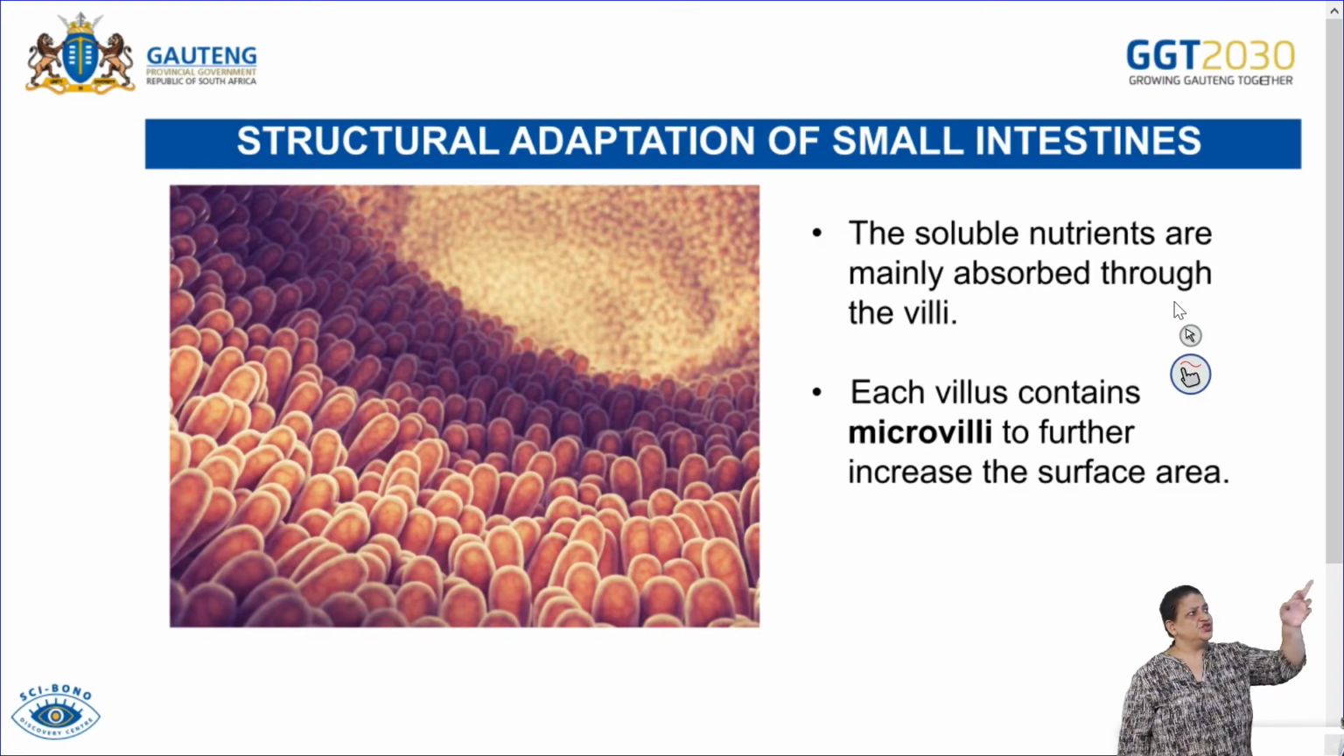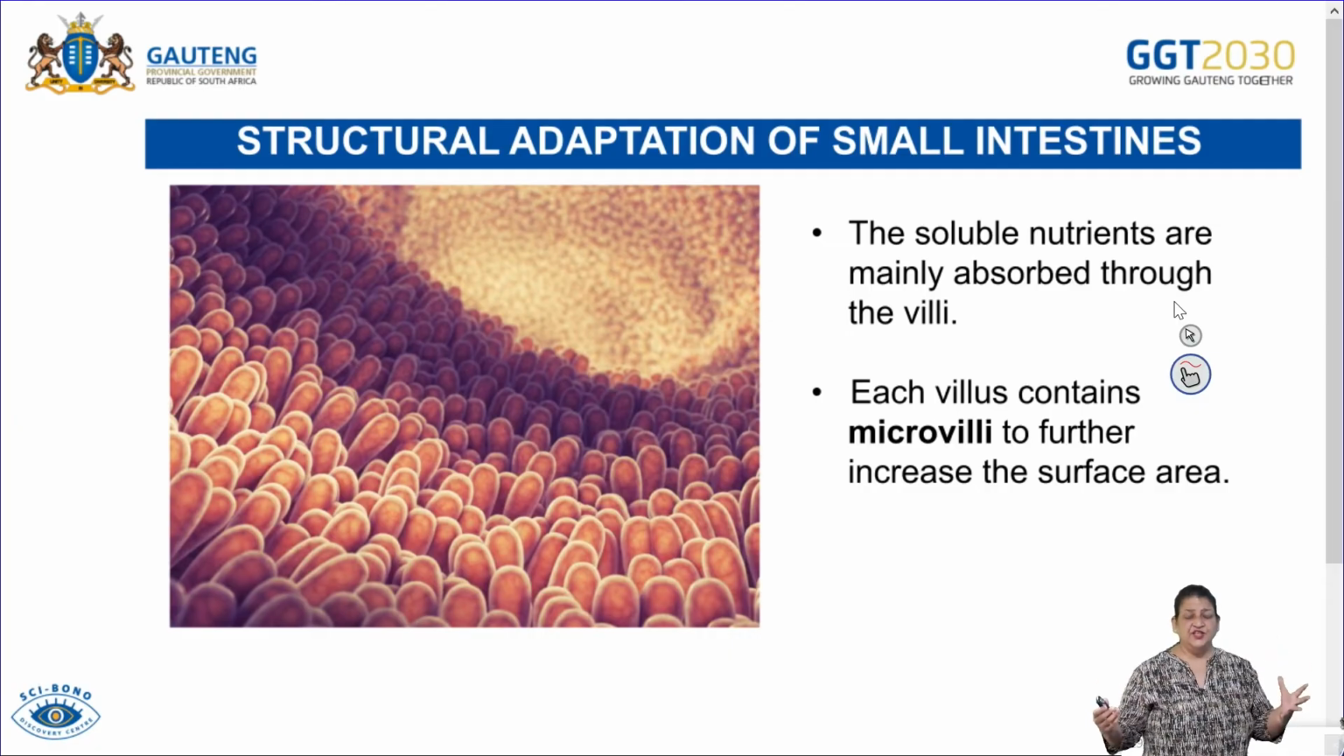Right. So the soluble nutrients are mainly absorbed through the villi. So all your amino acids were broken down from proteins. Amino acids are soluble. Proteins are insoluble. They're too big. So your proteases break down the proteins to amino acids. Now they're soluble. Now they'll be absorbed through the villi.